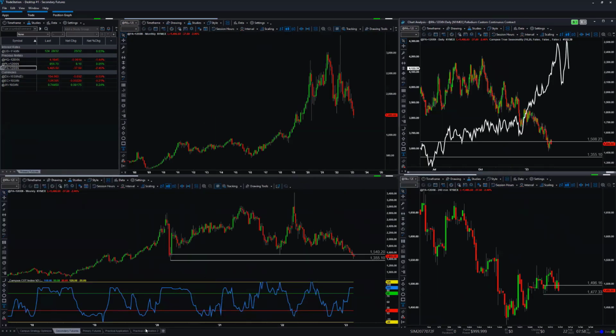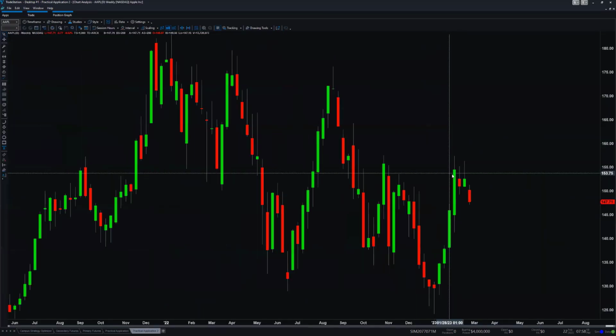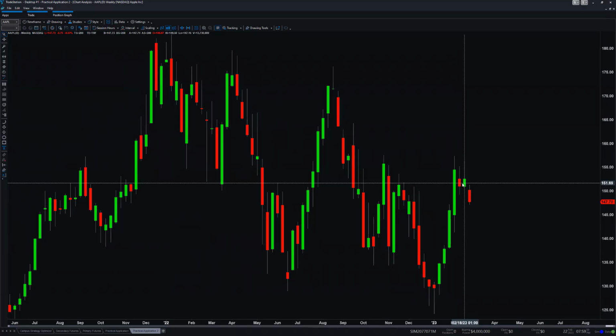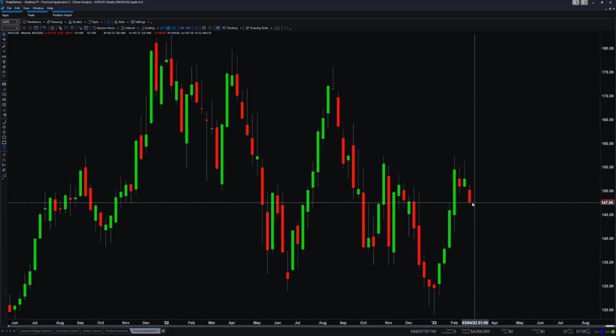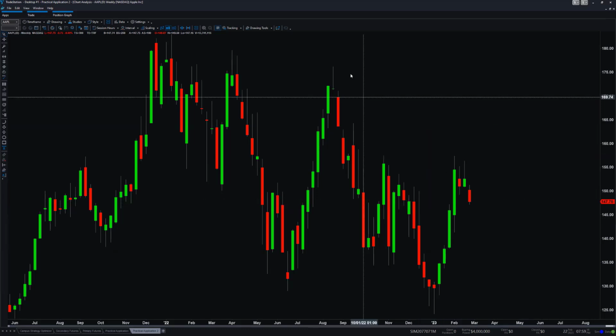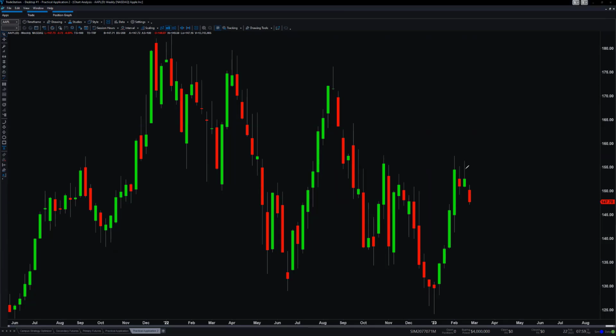Now let us make an example here. Now we're looking at a weekly Apple chart. What you can see is that price currently is moving right there. So this is the current price. So what we want to do is find a demand zone in the shape of a drop base rally.